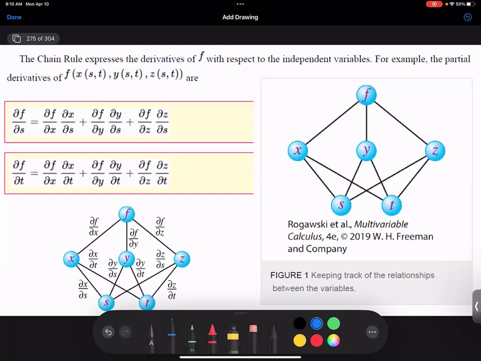Morally, you might think, well, if I have ∂f/∂x ∂x/∂t, can I just cancel the ∂x and call that ∂f/∂t? Well, if I do that, why am I having x's and not y's and not z's? This is basically saying, look at all the different ways this could happen. So this is essentially a very nice generalization of what we did for paths.